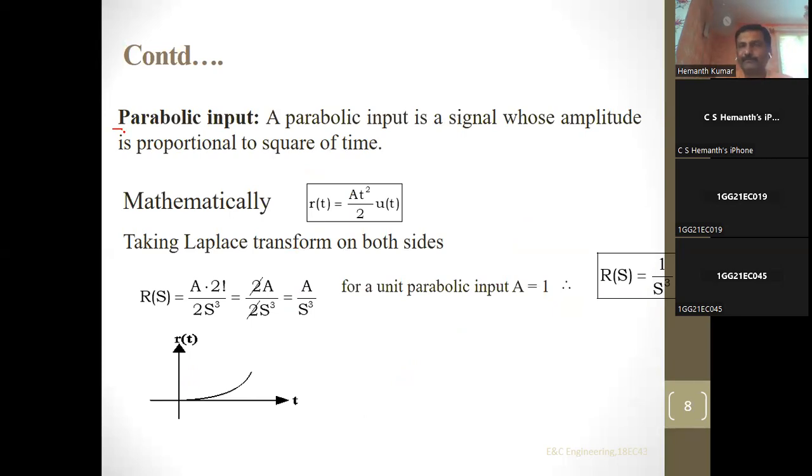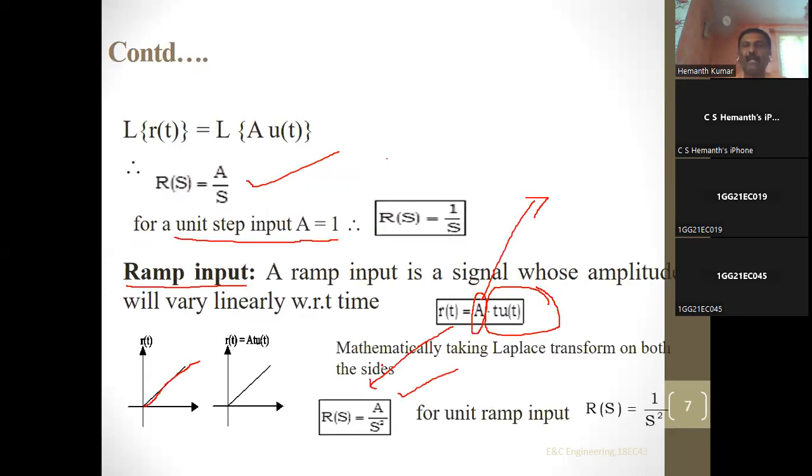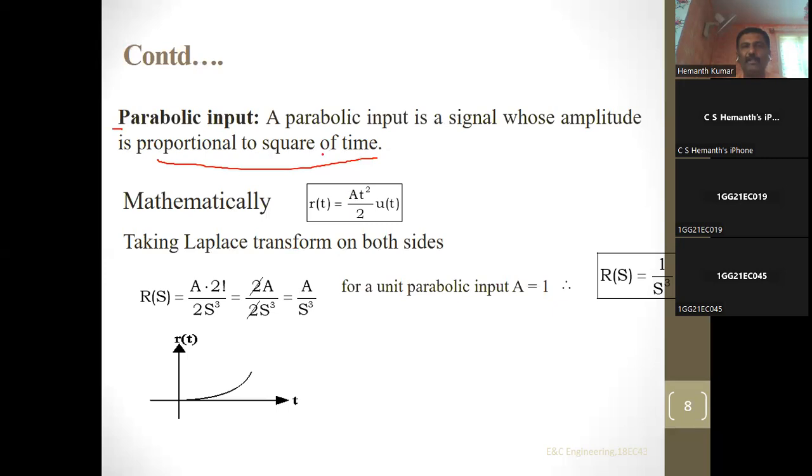Ramp input is the first order input, whereas parabolic input is the second order. That is the one difference. A parabolic input is a signal whose amplitude is proportional to the square of the time. But how about the ramp input, where the amplitude is proportional to the normal value, that is t? In the case of parabolic input, the amplitude is proportional to the square of the time.